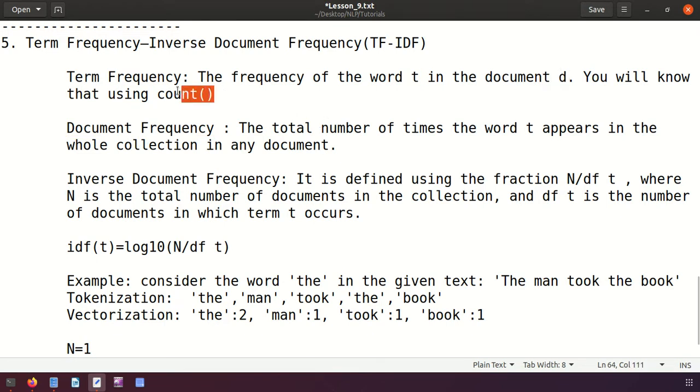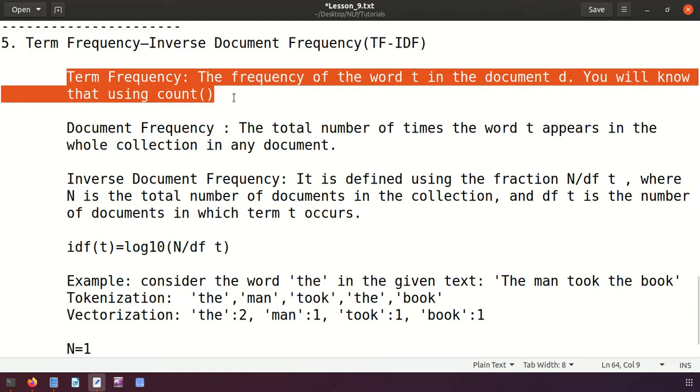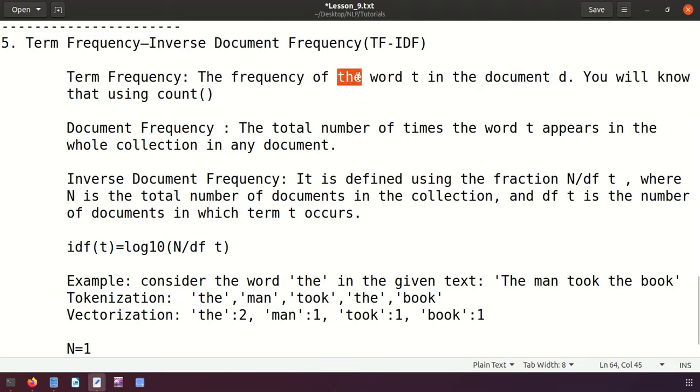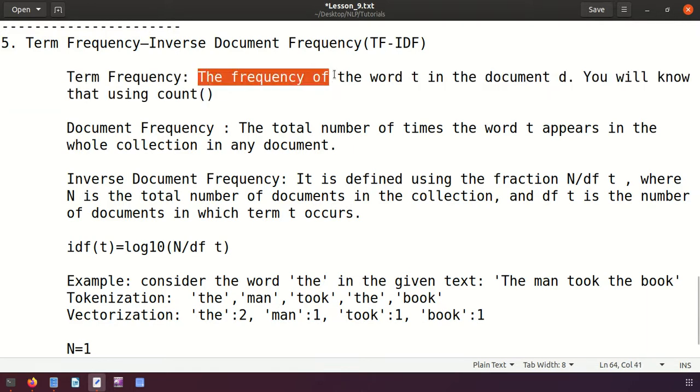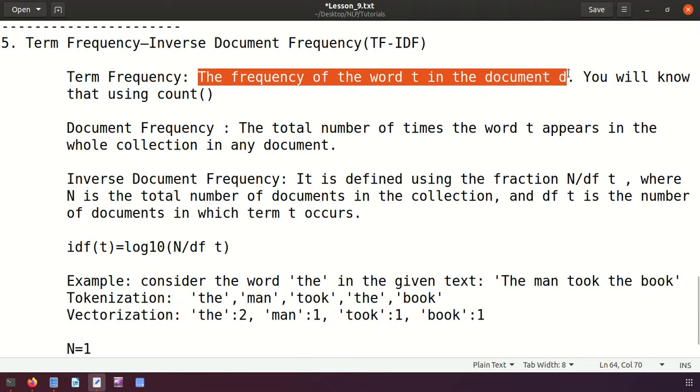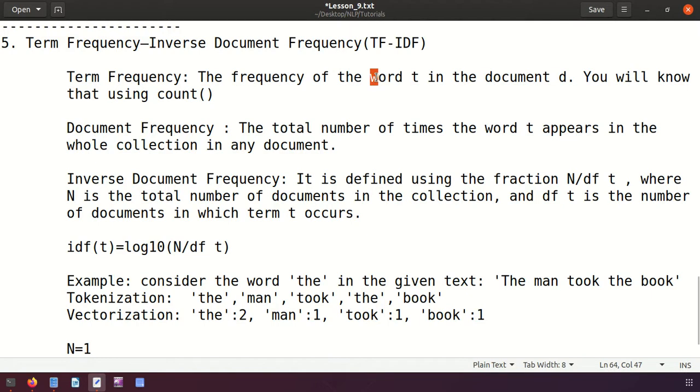So for example, the whole thing, like this is a document, right? What is the frequency of the article, this one? How many times is this "the" repeated within this document? That is nothing but term frequency, the frequency of a word T in the document D. For example, we have 3 documents or 4 documents. Consider 3 documents here. In the first document, how many times is this one repeated? That is called term frequency. It is very easy to count how many times it is repeated. We just use the predefined function count, and that returns the term frequency for us.